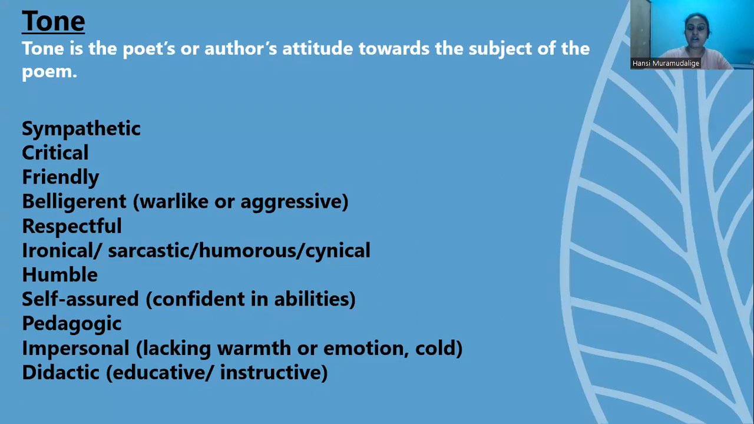Right. So we are going to learn something new and it is really important for you when you are studying literature. Okay? Tone, right? Tone. And you have to get the idea of this to go to the next part of what we are studying. Okay? Tone. Tone is the poet's or author's attitude towards the subject of the poem.